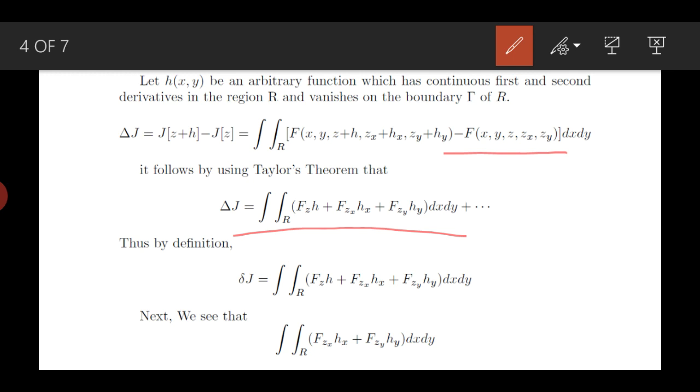We know that the variation is basically the linear term that is written here, so I will write the linear term equal to delta J, which is the variation. Now let us consider the following term, that is, the double integral over R of f sub z_x h_x plus f sub z_y h_y dx dy.